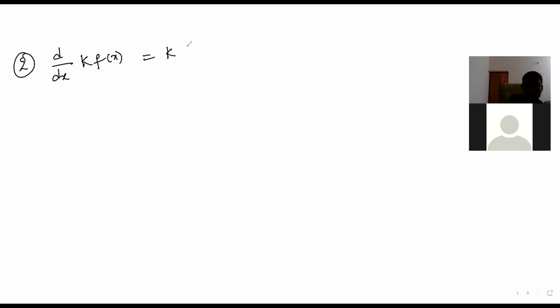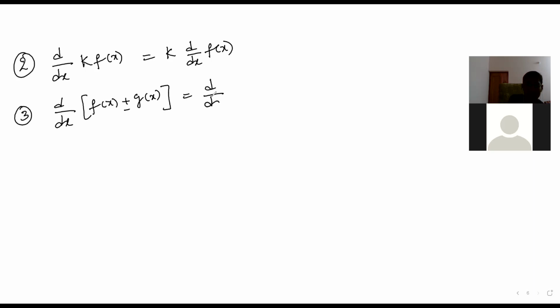So the second one is d by dx of k f of x. You can keep k aside, and write k times d by dx of f of x. I think you know this. It is simple. A constant you can always keep aside. Next, d by dx of f of x plus or minus g of x. You can do separately d by dx of f of x plus or minus d by dx of g of x.